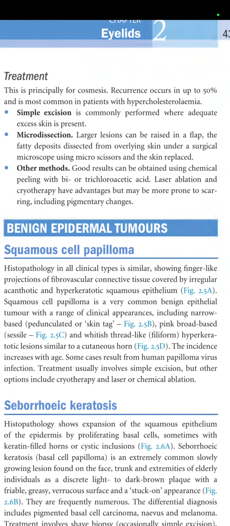Other methods: good results can be obtained using chemical peeling with bichloroacetic or trichloroacetic acid. Laser ablation and cryotherapy have advantages but are more prone to scarring, including pigmentary changes. So these are usually the procedures that are done by the dermatologist.